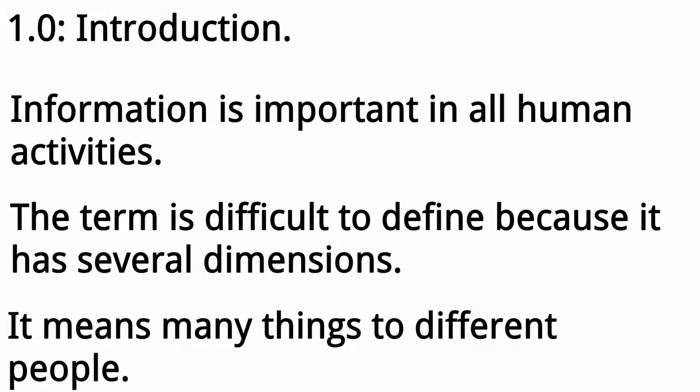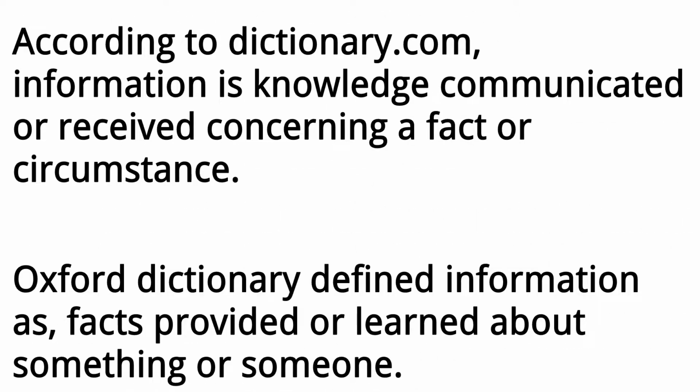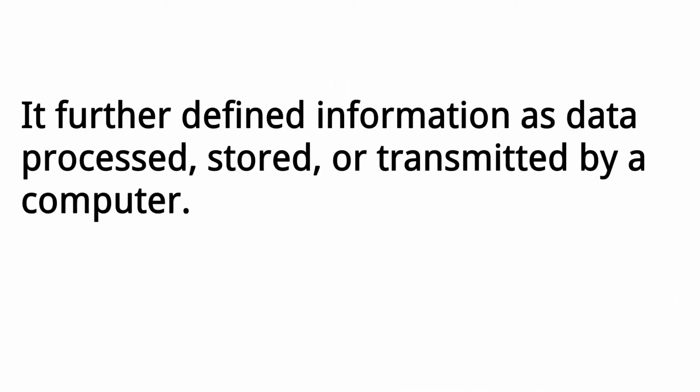1.0. Introduction. Information is important in all human activities. The term is difficult to define because it has several dimensions. It means many things to different people. According to dictionary.com, information is knowledge communicated or received concerning a fact or circumstance. Oxford Dictionary defined information as facts provided or learned about something or someone. It further defined information as data processed, stored, or transmitted by a computer.